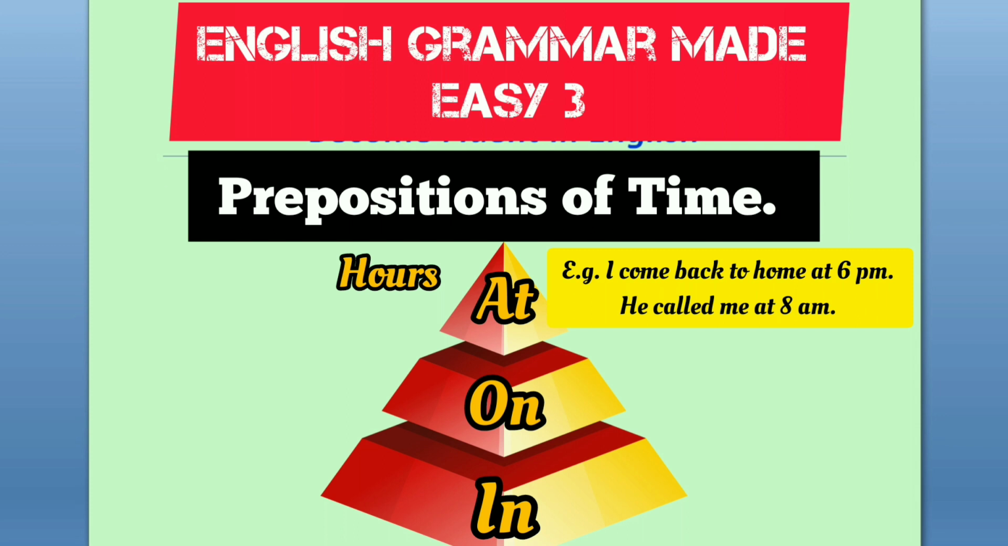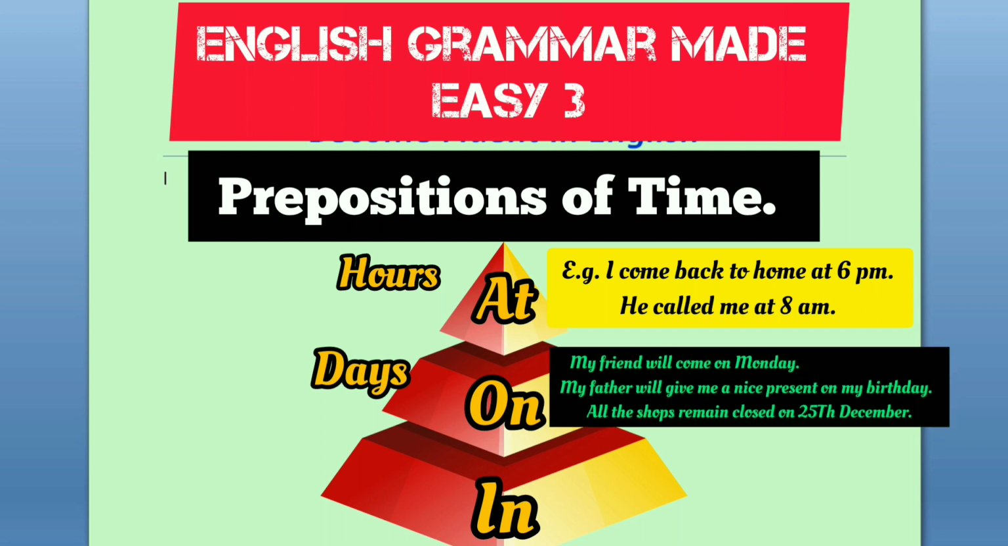Understood? And this middle part, as you see on your screen, is slightly broader. It is "on", the middle part of the triangle. Here "on" has a broader spectrum than "at". In the case of "on", it is used to talk about days. I have given some examples over here. The first is: my friend will come on Monday.